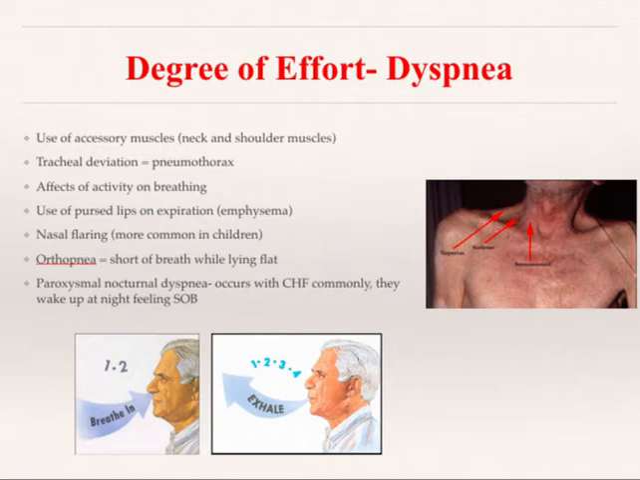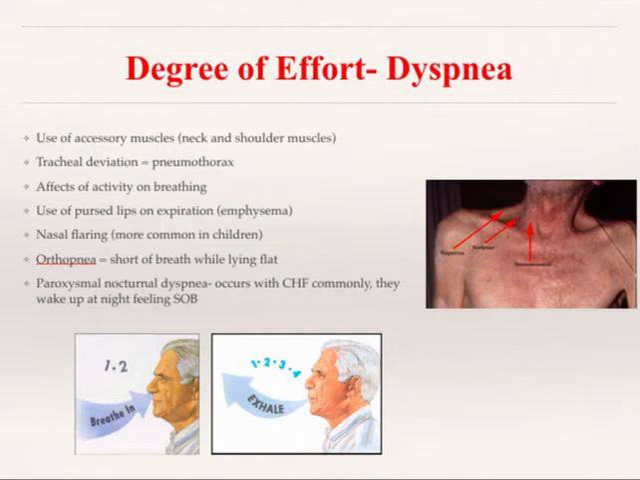Pursed lip breathing, this is on expiration, and this is common with emphysema. When they breathe in, they'll do a quicker breath in, like a 1-2. But when they're exhaling, if you can see this image, they purse their lips like they're whistling, and it's a lot longer than when they inspire. On expiration, they're trying to blow all that CO2 off, so it's longer, like a 4-second breath off. So you'll see this more commonly with those disease states like emphysema.